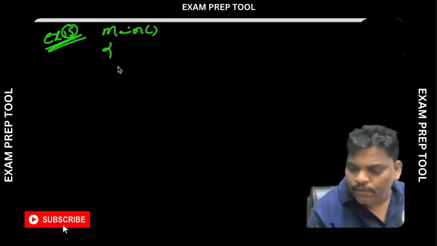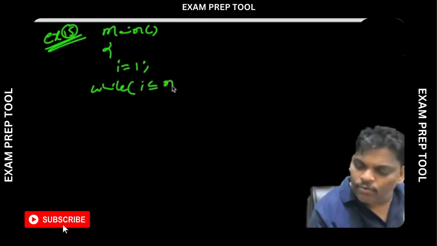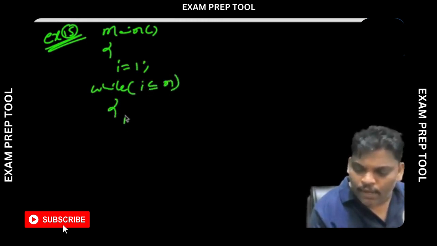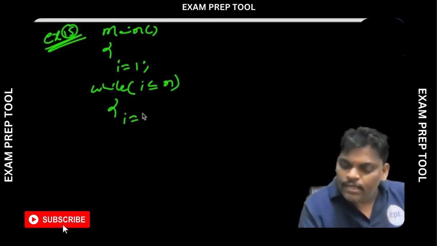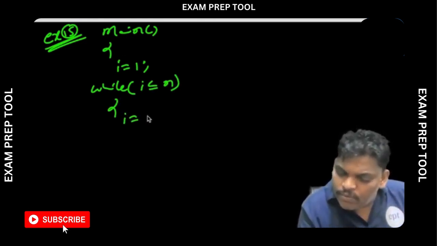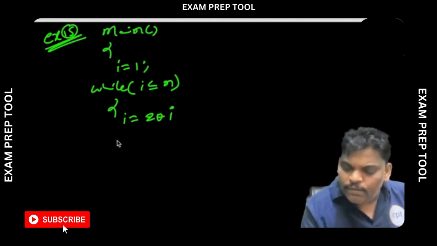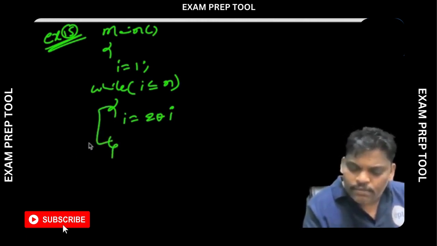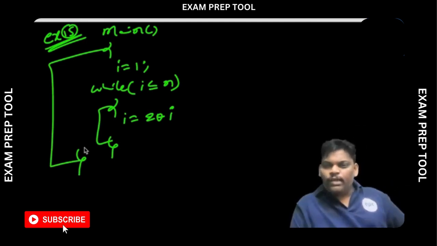Example 15. Main. I is equal to 1. While I less than or equal to n, I is equal to 2 into I. That's it.